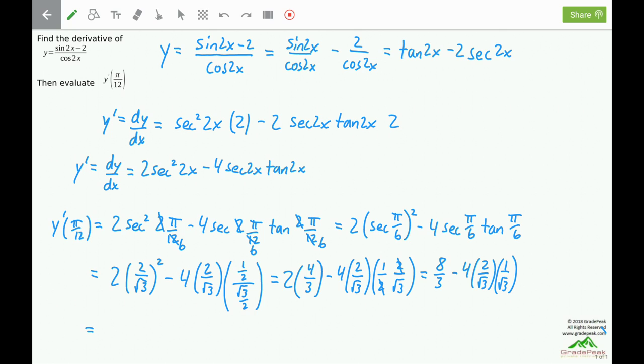So this is going to give us an 8/3 minus, now let's multiply all the numerators, 4 times 2 times 1, that's going to give us an 8. Multiply all the denominators, root 3 times root 3, which gives us a 3. And 8 over 3 minus 8 over 3 is going to give us 0.